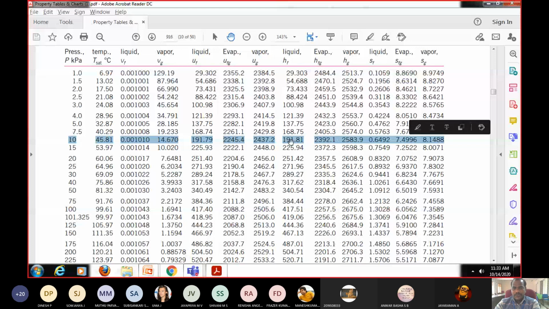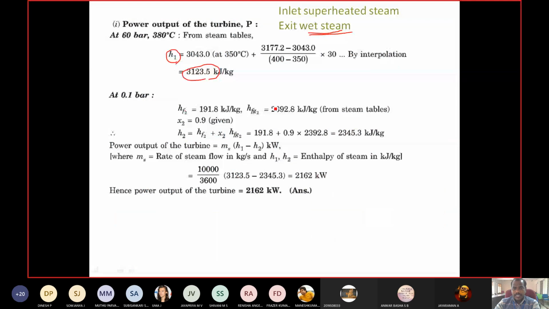So we have the HF value at 2 as 191.81, and we can take the HFG value as 2392.8 kJ/kg. Also we have the X value, so we can find the H2 value. We know the formula: H is equal to HF plus X into HFG. If you put the values in the formula, we find the H2 value, which will be approximately 2345.3 kilojoule per kilogram.